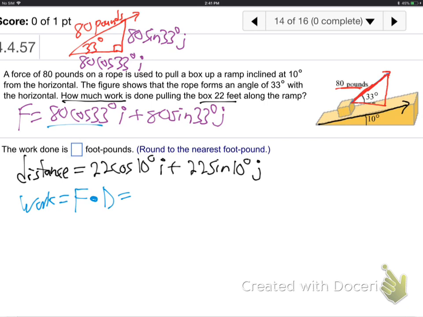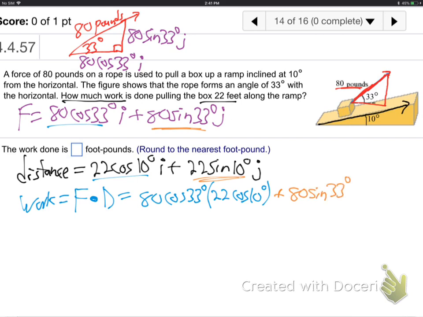So I take 80 cos 33 times 22 cos 10 degrees, just the i times the i, plus the j times the j: 80 sine 33 times 22 sine 10. And add those up. Just hit the buttons on your calculator. Everybody see what I did there? I just multiplied the i with the i, the j with the j, dropped the i's and j's, and added them up. So let's see what we get.